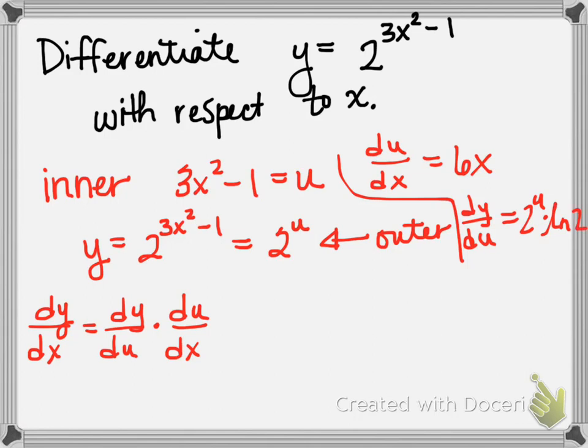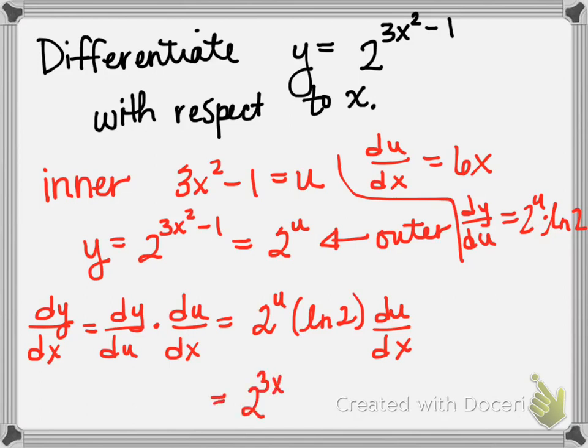So now we'll substitute in dy/du. So we get 2 to the u, natural log of 2, times du/dx. And now at this point, we don't want u's in our answer, so we substitute in u. Instead of u, we're going to write 3x squared minus 1, and instead of du/dx, we're going to write 6x. So we get 2 to the 3x squared minus 1 times the natural log of 2 times 6x. And that's our final answer.